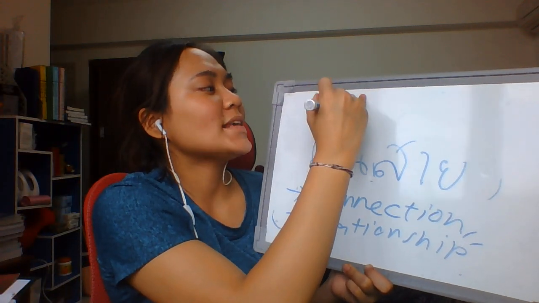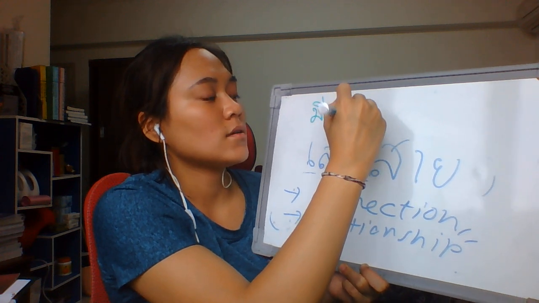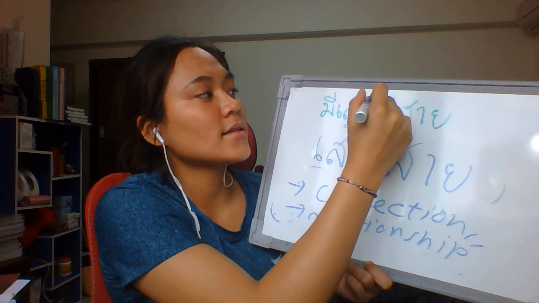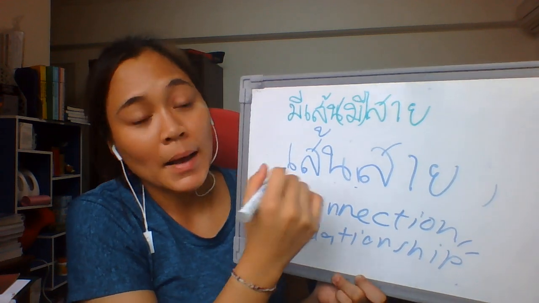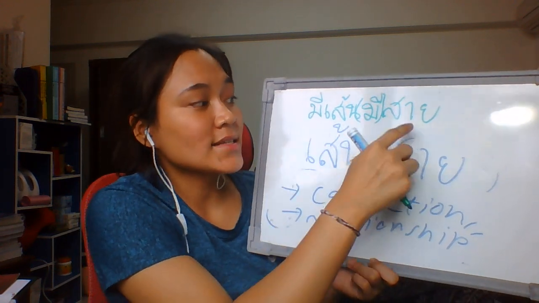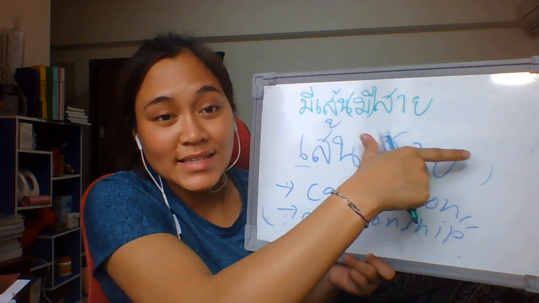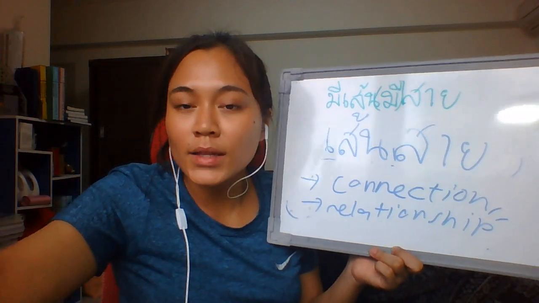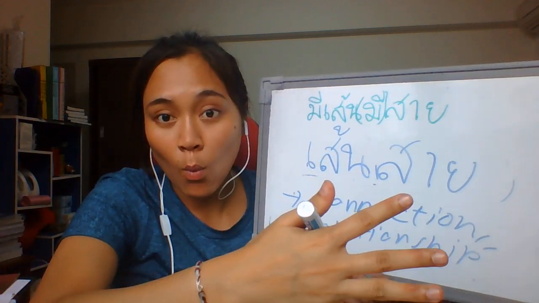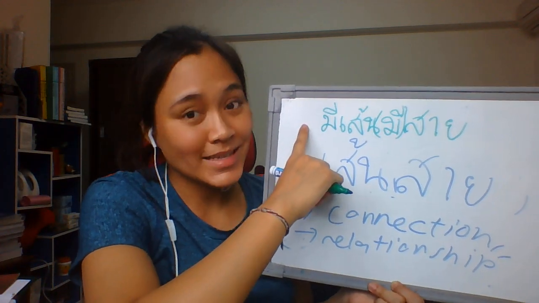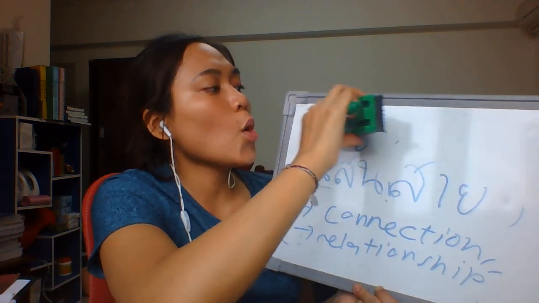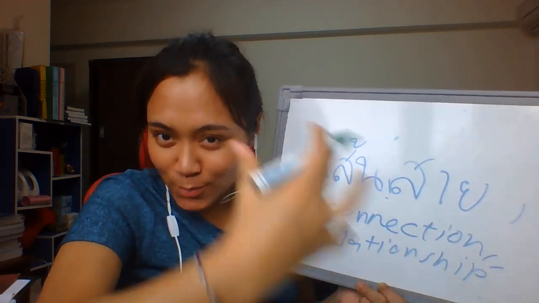We call มีเส้นมีสาย, or you can say มีเส้นสาย. มี means to have, and เส้นสาย is like the connection that I just told you. มีเส้นสาย means you have connection to people in the company, you have connection to someone important. So you talk about someone that has some connection.